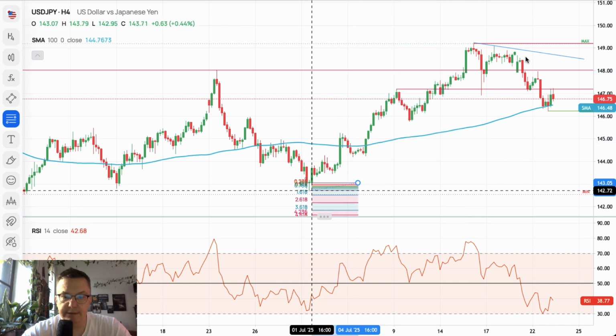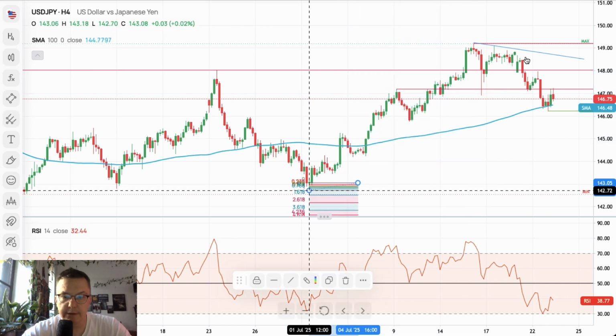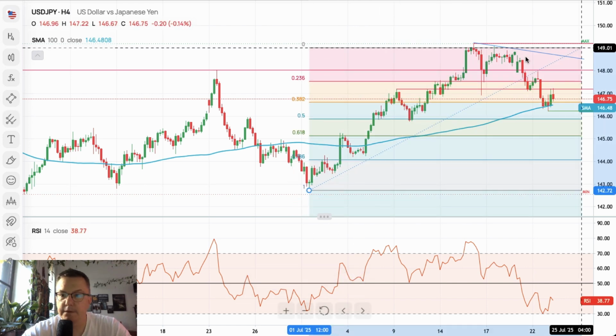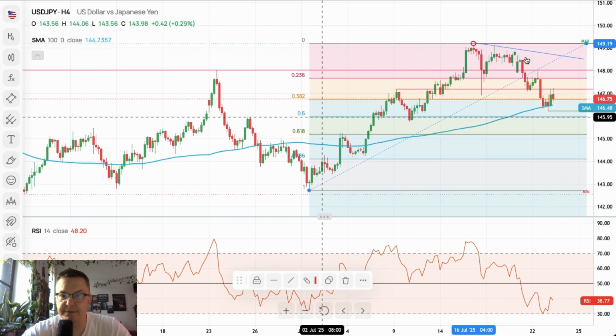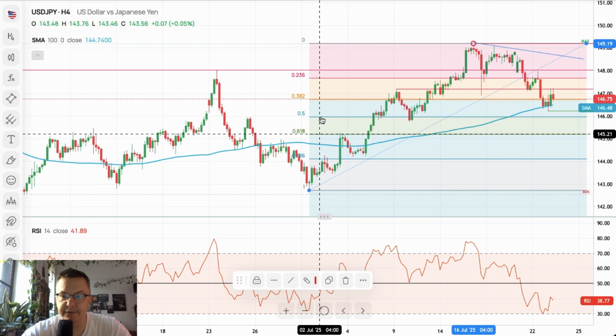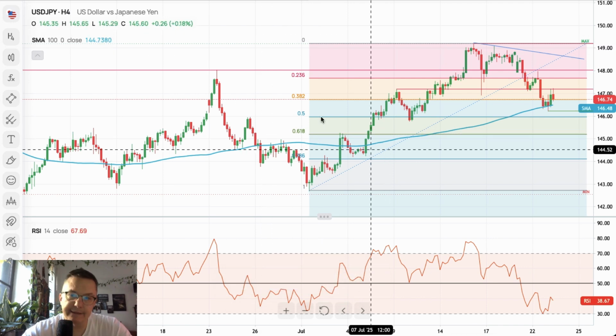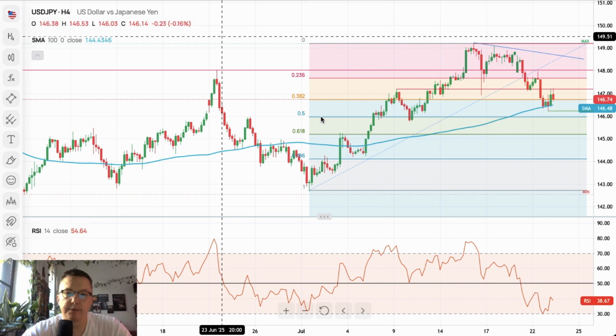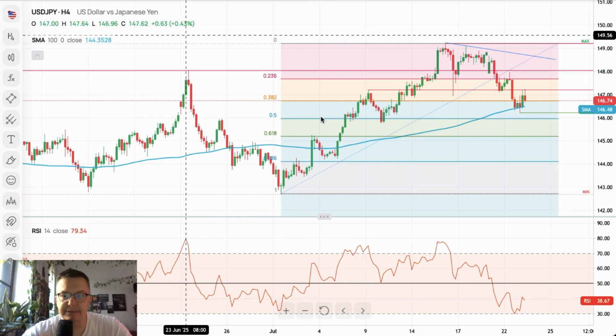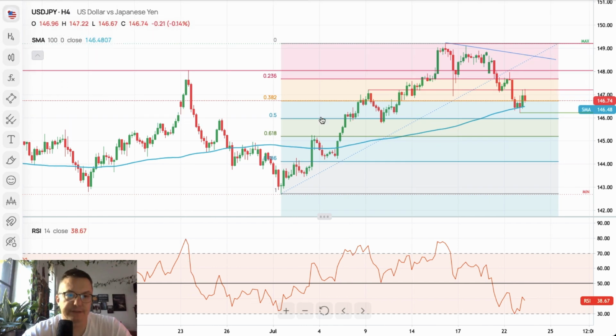So we got this level here, and we got this level here. Now that's a 50%, 145.95, and 61% at 145.19. Those two are left for a test, and then the market might resume the uptrend. So the US dollar Japanese yen is moving exactly as we expected.